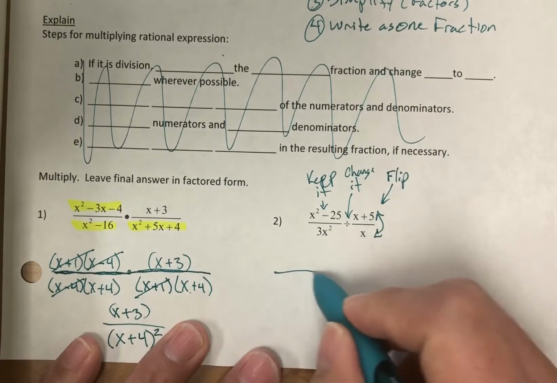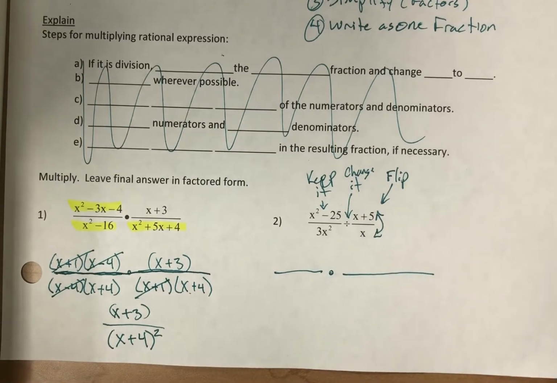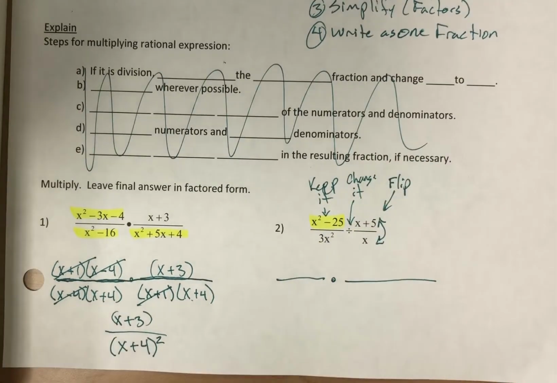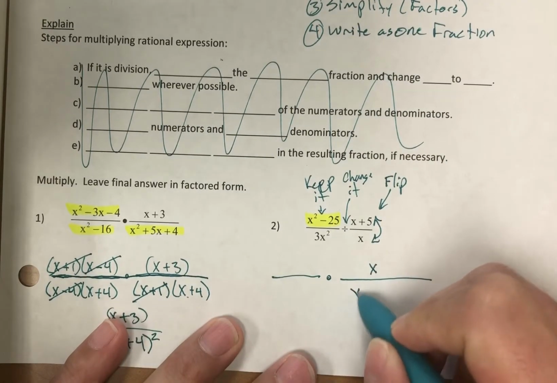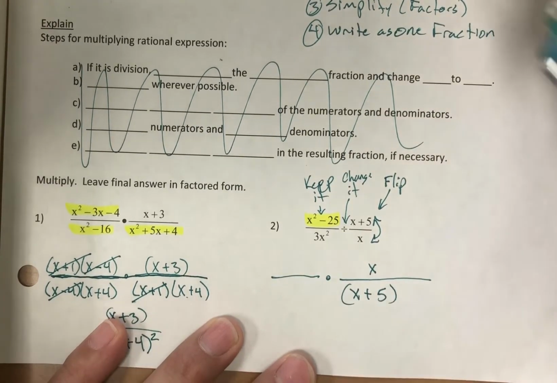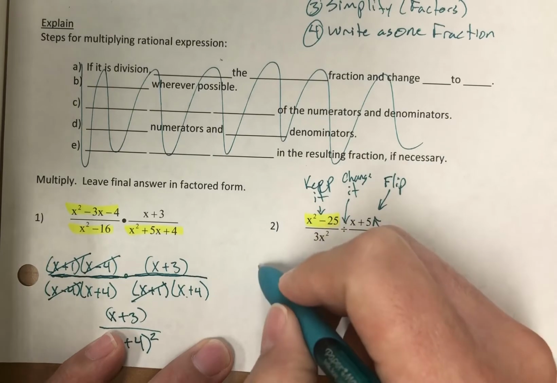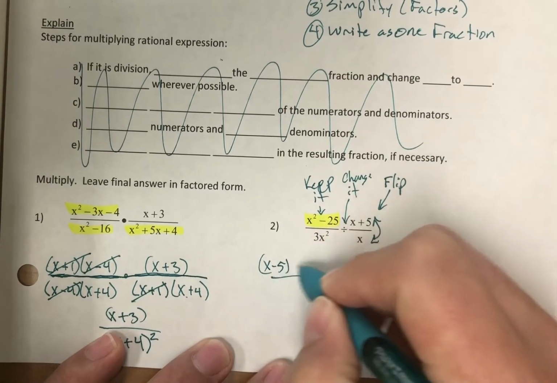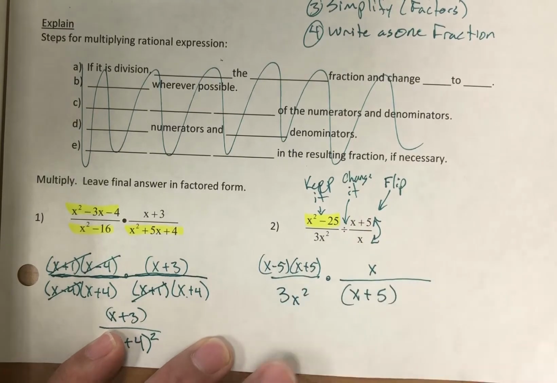So I'm going to rewrite. I'm going to do the flip because these two don't need to be factored. The only thing that needs to be factored here is what I just highlighted. So I'm going to go ahead and flip this. And again, if you need to put parentheses, go ahead and put parentheses around the x minus 5. So this is difference of squares. This becomes x minus 5 times x plus 5, and then 3x squared stays down below.